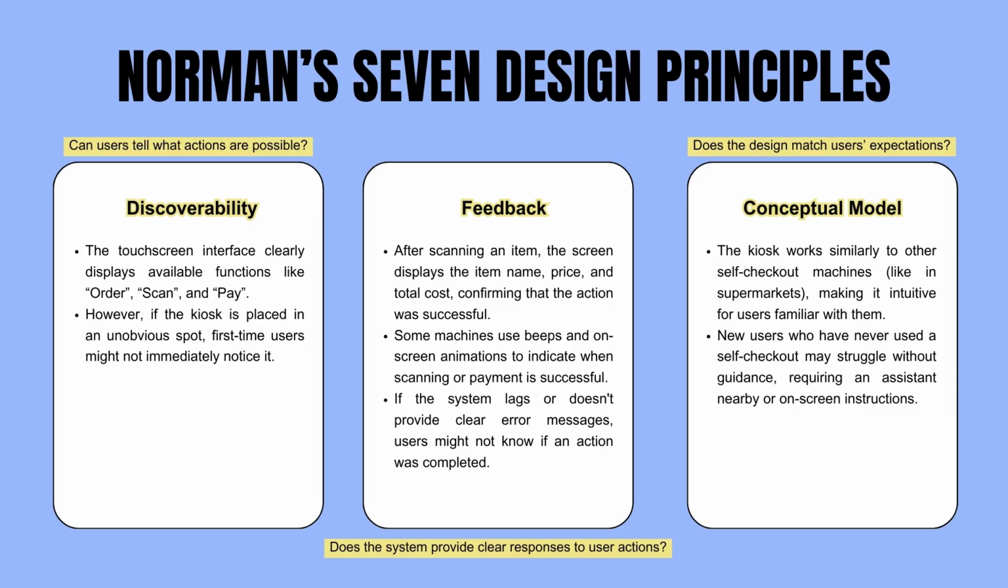This is my normal 7 design principles slide. The first one being discoverability. Can users tell what actions are possible? The touchscreen interface clearly displays available functions like order, scan, and pay. However, if the kiosk is placed in an unobvious spot, first-time users might not immediately notice it.